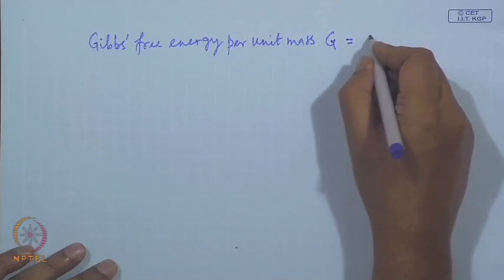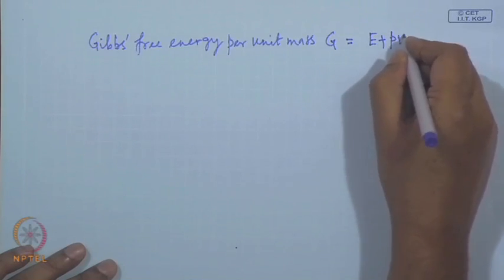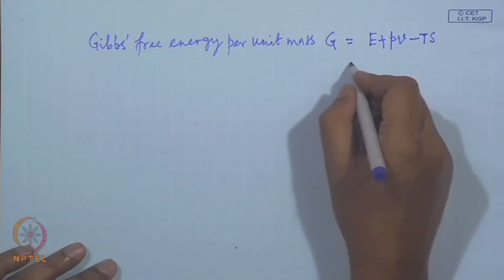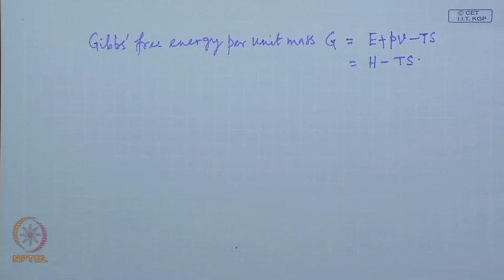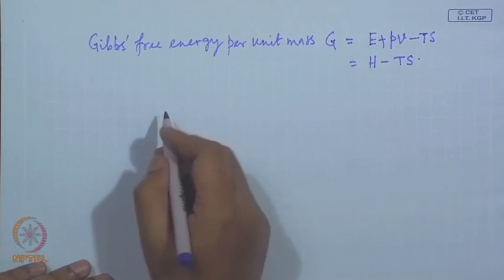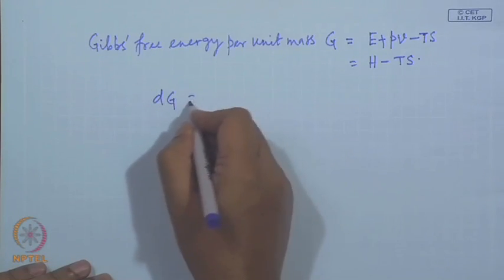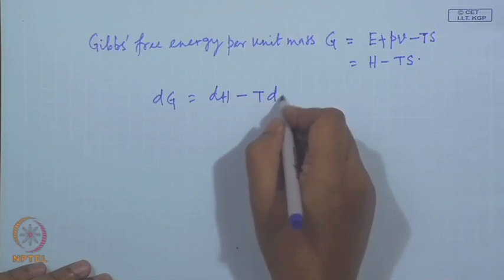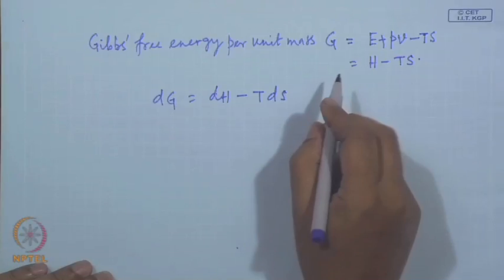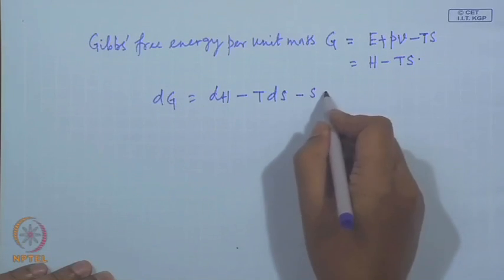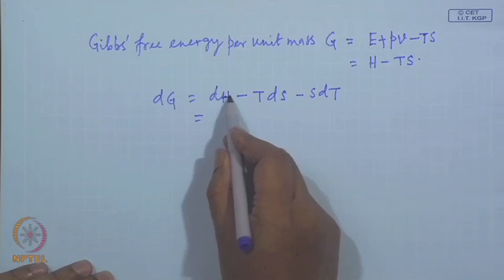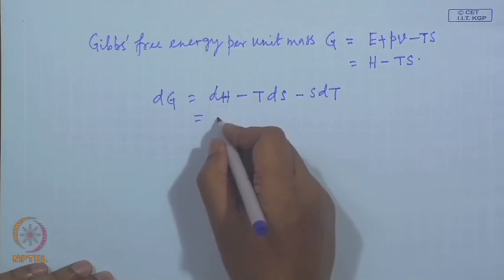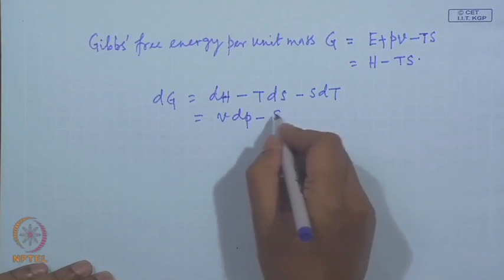G is defined as E plus PV minus Ts, or we can write H minus Ts. And hence you can write dg equal to dh minus T ds minus s dT, and from the definition of enthalpy, dh minus T ds becomes V dp minus s dT.